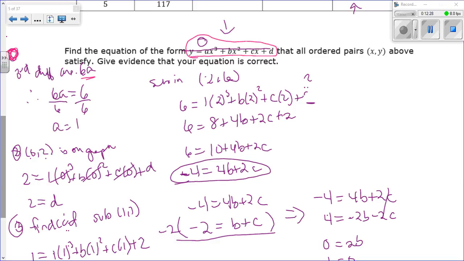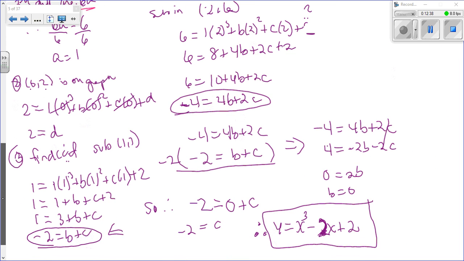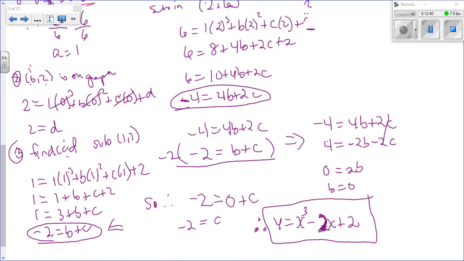So right now I have one of my coefficients and I need to find another one. Well, if I go back up here, (0, 2) is an ordered pair on the graph. So I can put in 0 for x and 2 for y. So when I substitute in 2 for y and 0 for x, and I also knew that a was 1, I get 2 equals d.